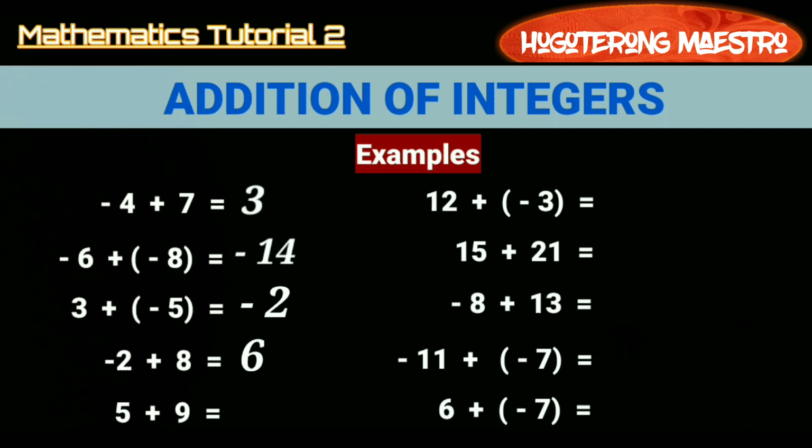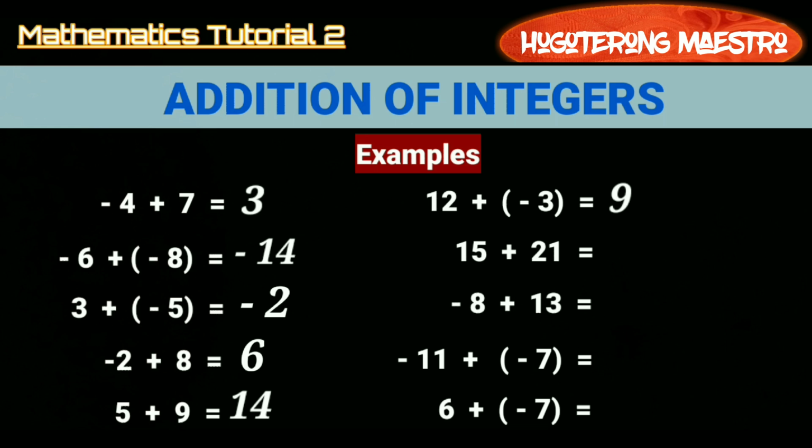5 plus 9. Pareho siyang positive, so we will add. That is 14, and the sign is positive. Next is 12 plus negative 3. So, unlike sign, we will subtract. That is 9, and the sign is positive.